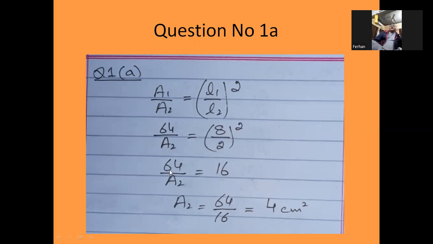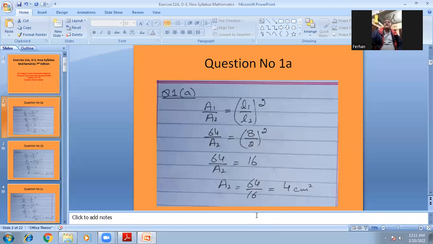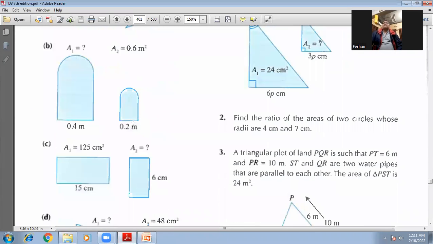So if I make A2 the subject of the formula, you see what will happen. A2 will be equal to 64 divided by 16, and that will be 4 centimeters square. So this is how you will find area 2. Okay, so now question number 1 and its B part. These are the two figures given.